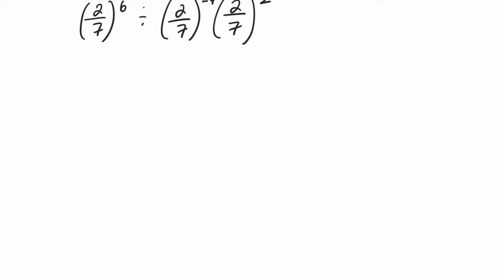Okay, so for this question, we have (2/7)^6 divided by (2/7)^-4, times, right? Because these two brackets next to each other means multiplication, and then (2/7)^2. So we need to remember our exponent laws.